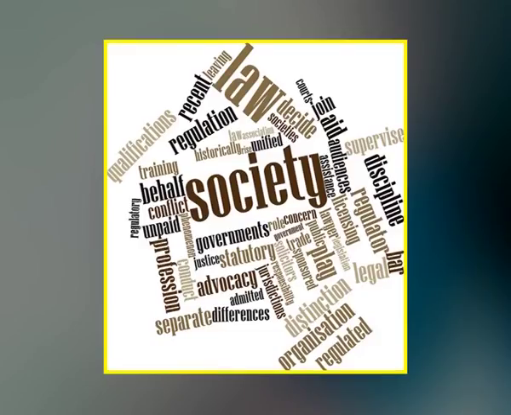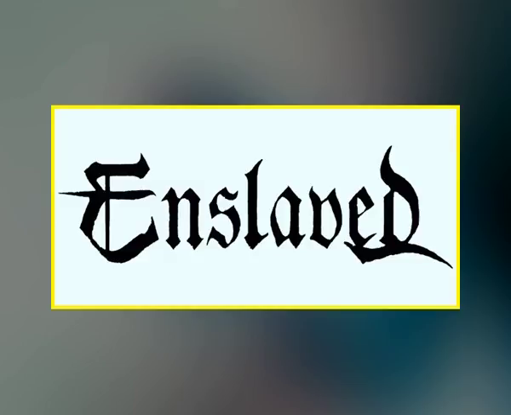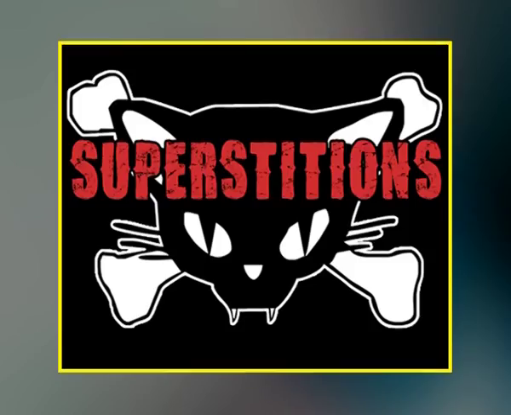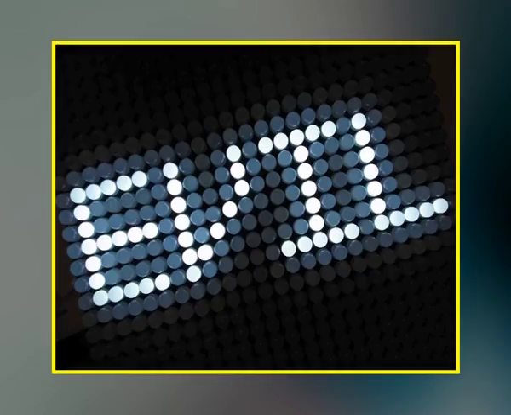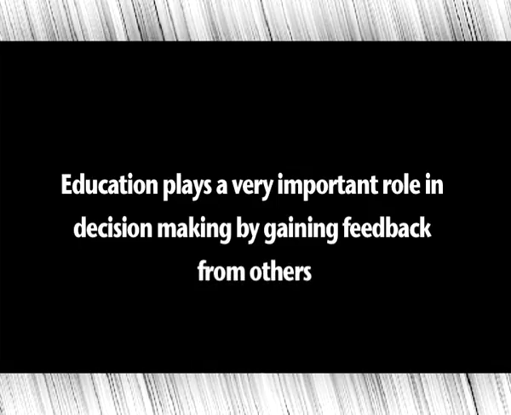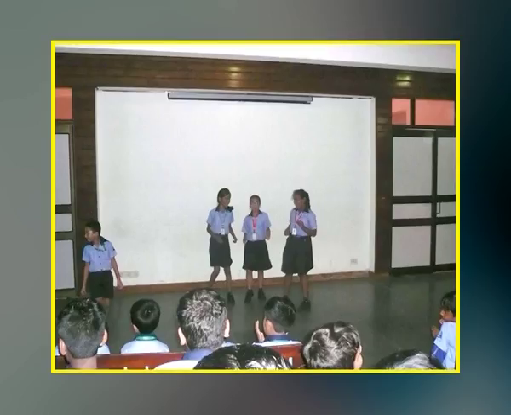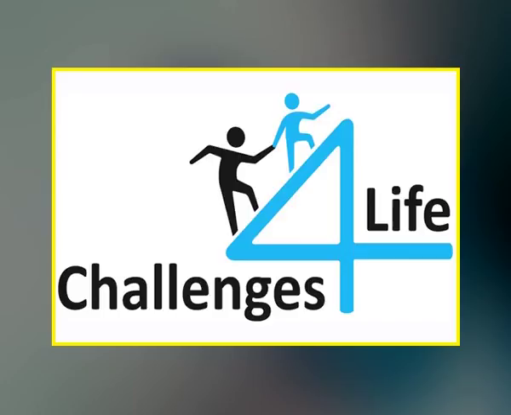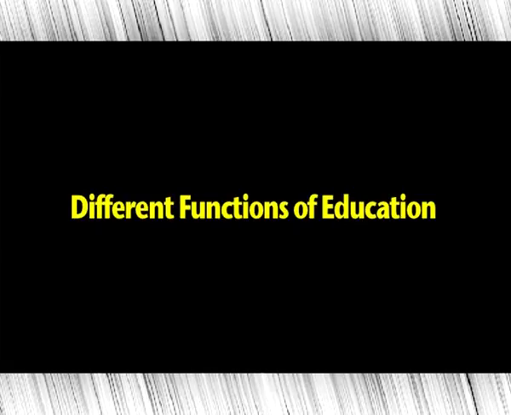It improves position in society. Women were enslaved and looked down upon due to the lack of education. As they became literate, the outlook of society improved. It eliminates superstitions in the people, removes the different evils of the society and develops rational thinking. Education plays a very important role in decision making by gaining feedback from others. Wide exposure enhances the knowledge base of the individual and prepares them to face the challenges of life in a better manner. Now, different functions of education.